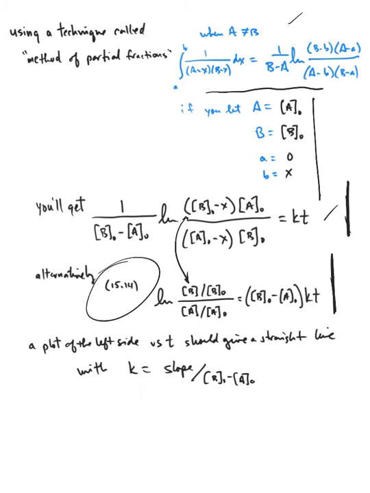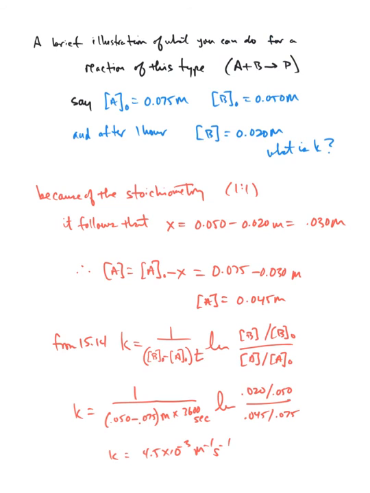If you make a plot of the left side of this reaction versus t, you should get a straight line. And that slope can help us get information. And we love in kinetics getting rate constants, and that's what we have here. The rate constant is simply going to be the slope of this plot divided by the difference between the original concentrations. Let me show you an example. So here's a brief illustration.